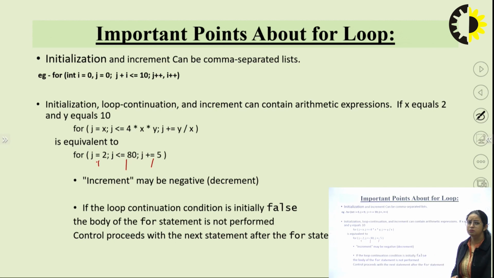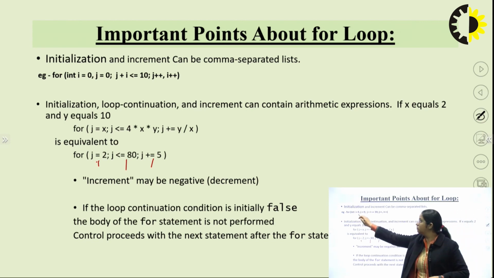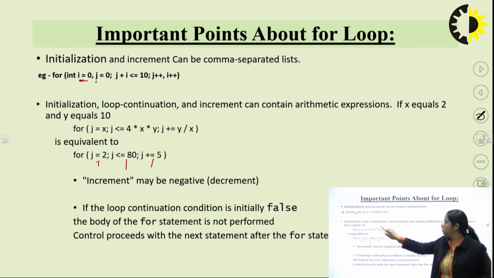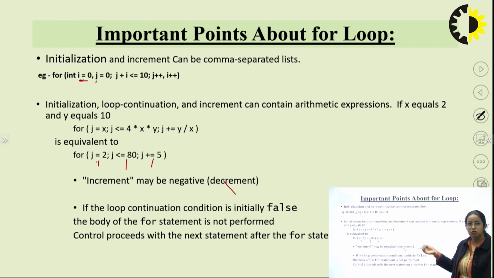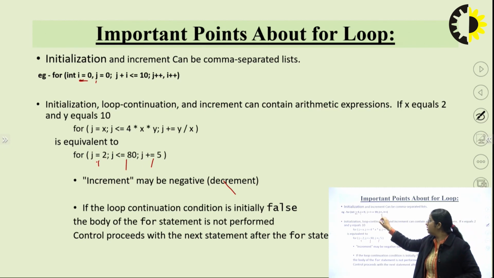Here are some basic and important points for loops. You can give more than one initialization in a single loop. With the help of the comma operator, you can initialize more than one variable in the same loop, like initializing i equals 0, comma, z equals 0. It is allowed.